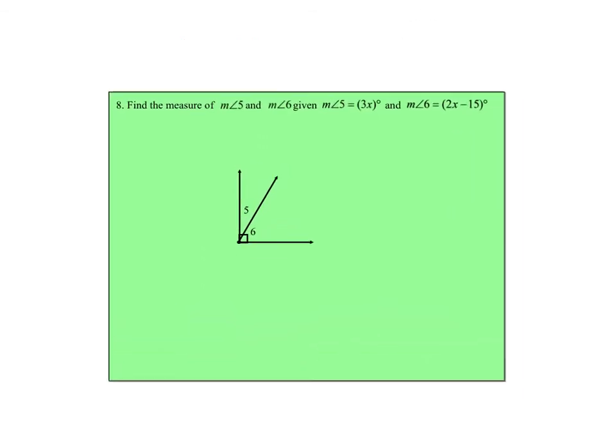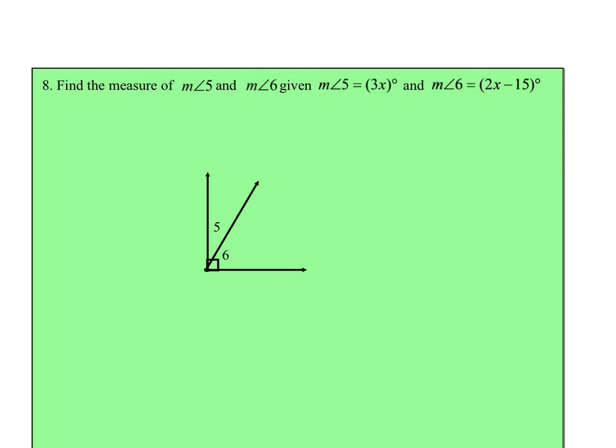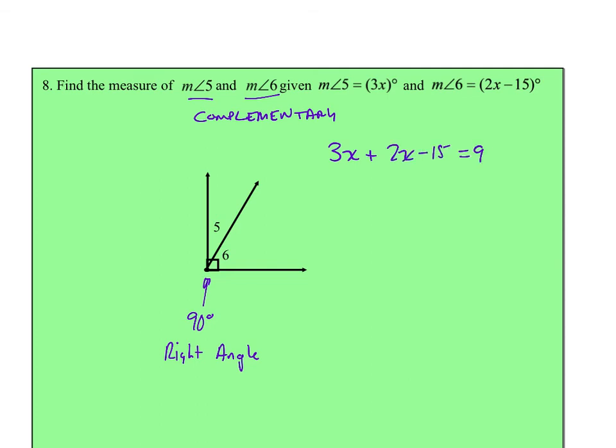Just a few more, so let's take a look. So now you look here and you see this little box. Okay, that tells you that that's 90 degrees. That tells you that that is a right angle. So 5 and 6 together are going to be complementary. So I'm going to say 3x plus 2x minus 15 equals 90.